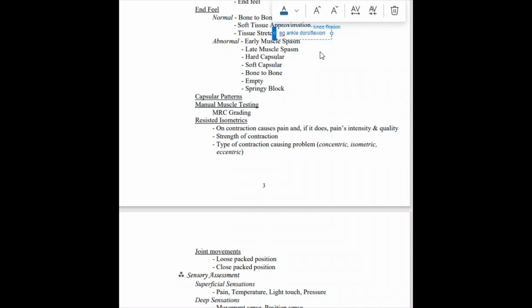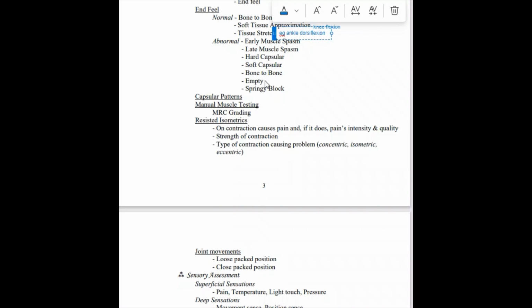Okay, so abnormal: early muscle spasm is there, that is a protective spasm following any injury. The late muscle spasm is due to instability or pain. The hard capsular feel is seen in frozen shoulder, and the soft capsular feel is seen in synovitis. And there is one bone to bone abnormal, that is osteophyte. If there is osteophyte formation, then the bone to bone end feel in that case will be considered abnormal.